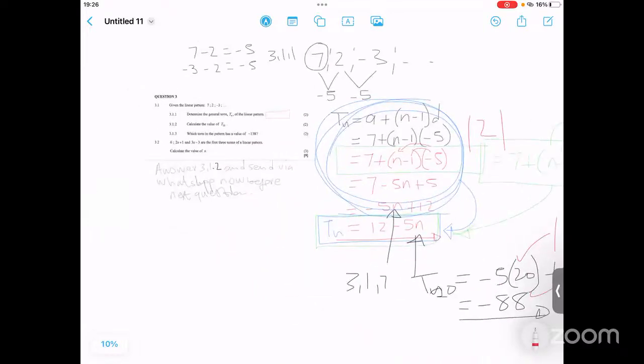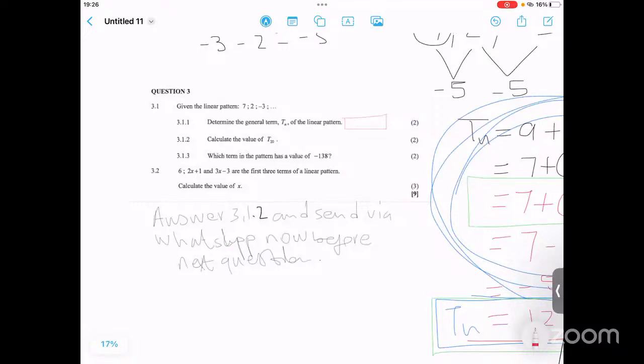Okay, so now very quickly, let's move on to 3.1.3. Which term in the pattern has a value of that?